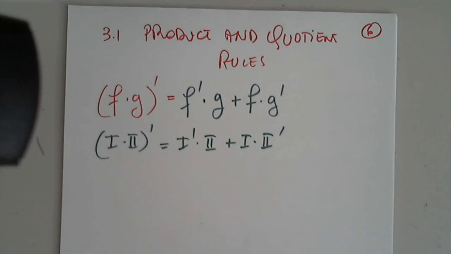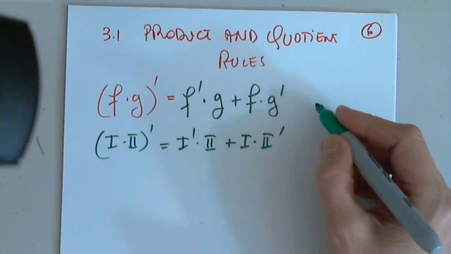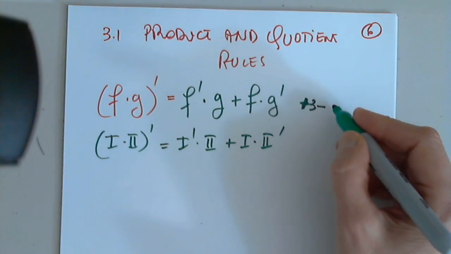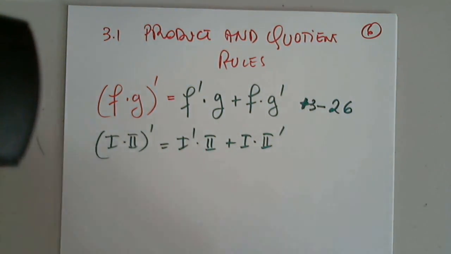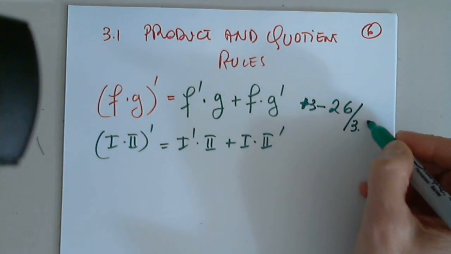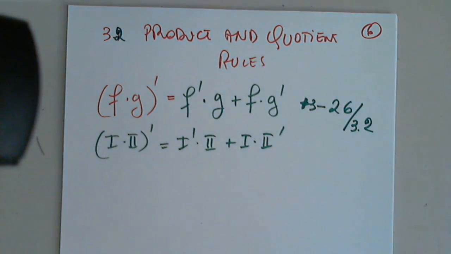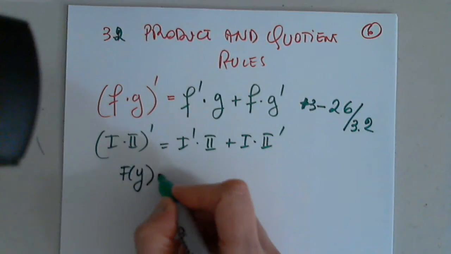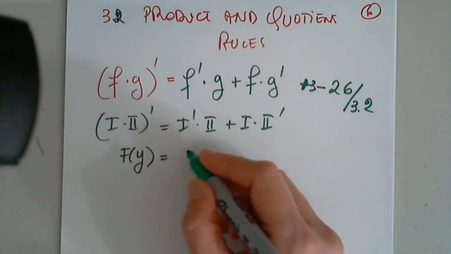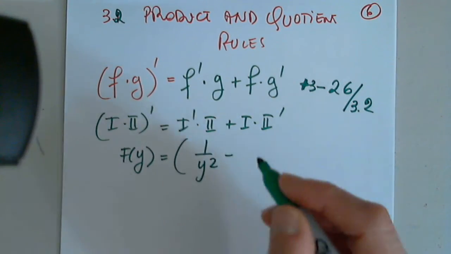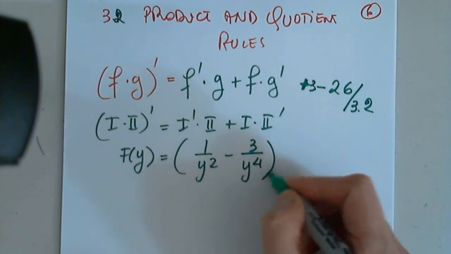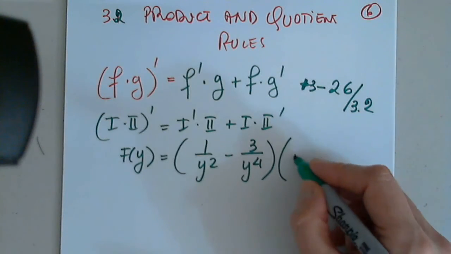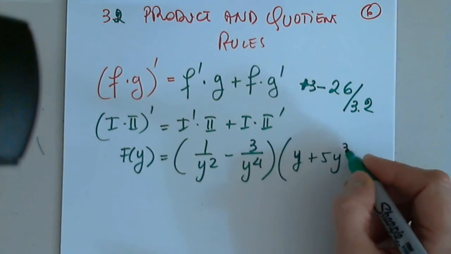So let's apply this rule in any problem you would like in 3.2. You can choose anything from 3 through 26 as long as it's a product. 3 to 26 in 3.2, and of course I wrote 3.1 because I talk too much. Okay, as long as it's a product for now. Okay, 1, 2, 3. I'm going to choose this one. F of y equals 1 over y squared minus 3 over y to the 4th times y plus 5y to the 3rd.